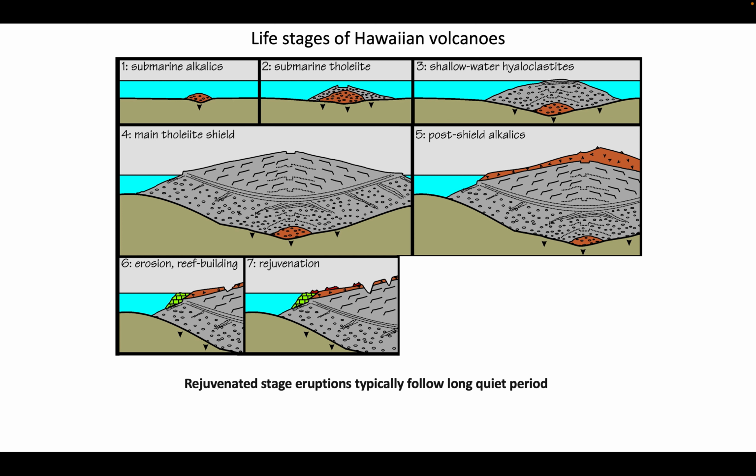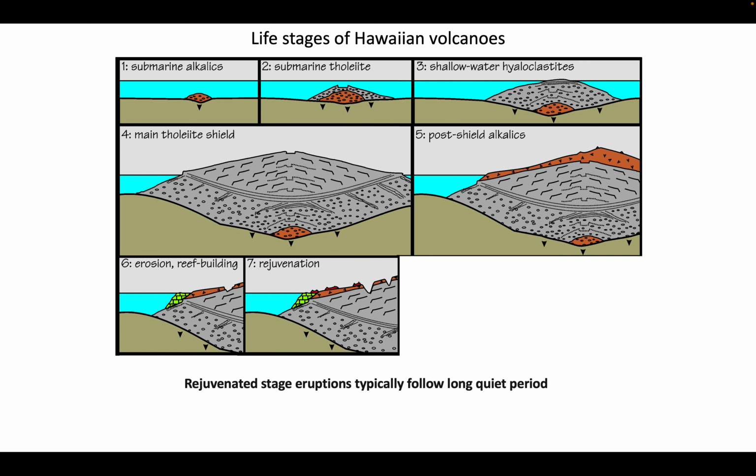Lavas commonly erupt through the reefs that form offshore as erosion progresses. Eruptions that occur near the shoreline produce volcanic maars, and eruptions further inland form lava flows that funnel down eroded stream valleys. Rejuvenated stage activity has low eruption rates and may occur over several million years.